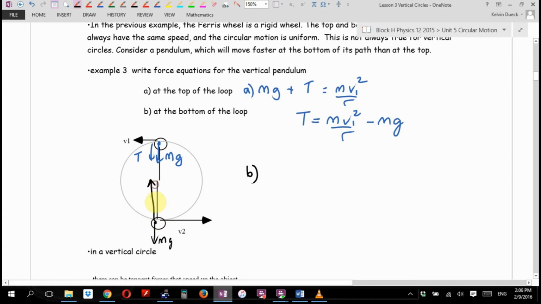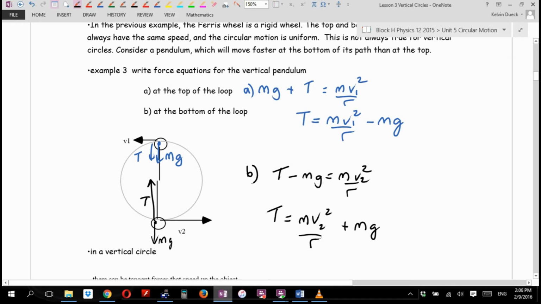Tension, and I'll draw it bigger because I know that the winning force is always pointing toward the center. So who's winning? Who's losing? This is going to be V2. How would I get the tension by itself? It's going to be mv2 squared over r plus mg.